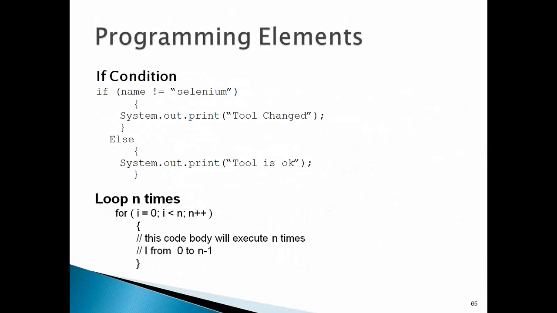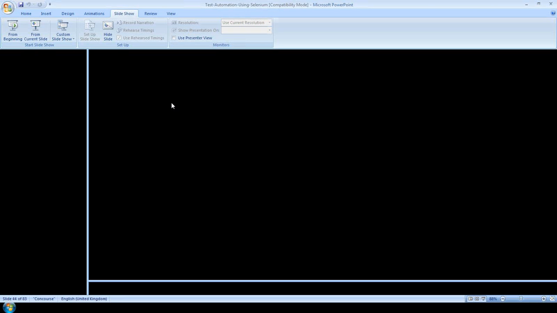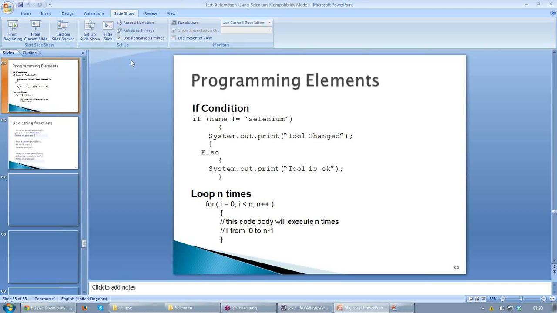Then programming elements: we are now learning the if condition. How can we declare the if condition? Like, if my name is not equal to Selenium, then I will simply print on the console that my tool is changed. Else, in the else part, my tool is okay. So we are learning the same thing, but with some more capabilities. I simply printed with System.out.println.